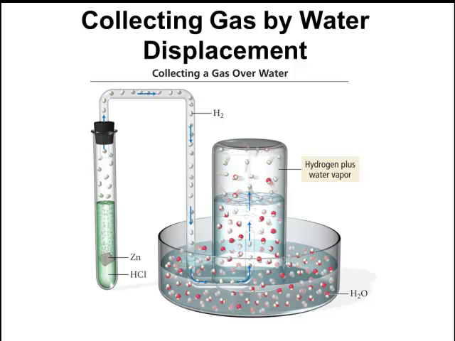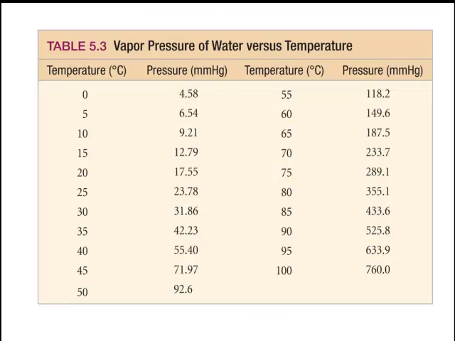Same thing here. We have that water, so we're going to have a little bit of water vapor in there as well. We need to take that into account because the pressure we measure inside that container is going to be the pressure of, in this case, the hydrogen gas plus the pressure of the water vapor. The way we determine the pressure of the water vapor is we just get it from a table where people have done different pressure and temperature measurements. So the temperature of the water we're collecting over determines what the pressure of the water would be.